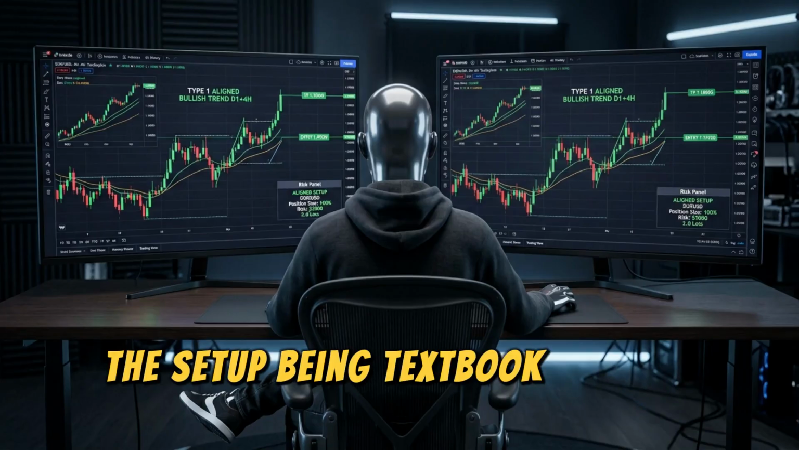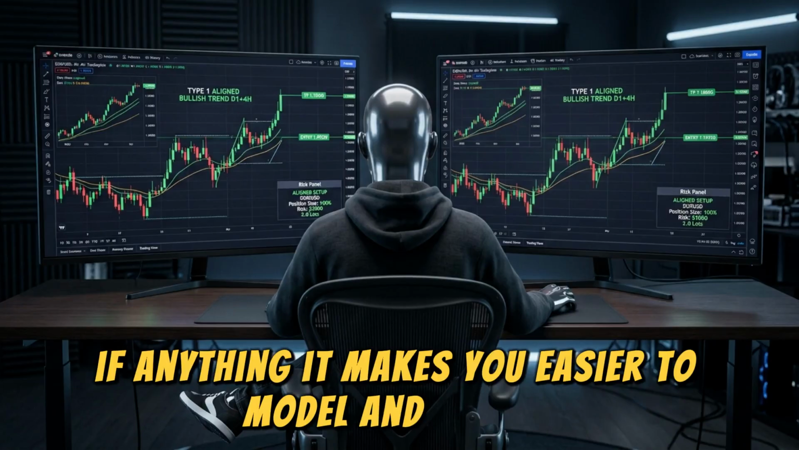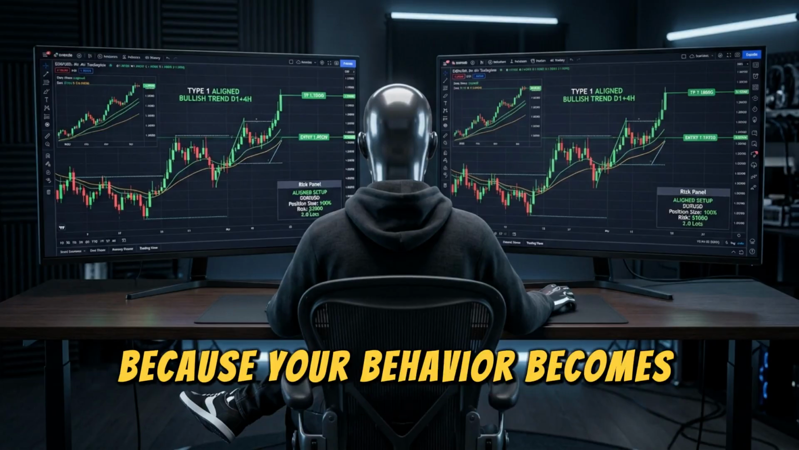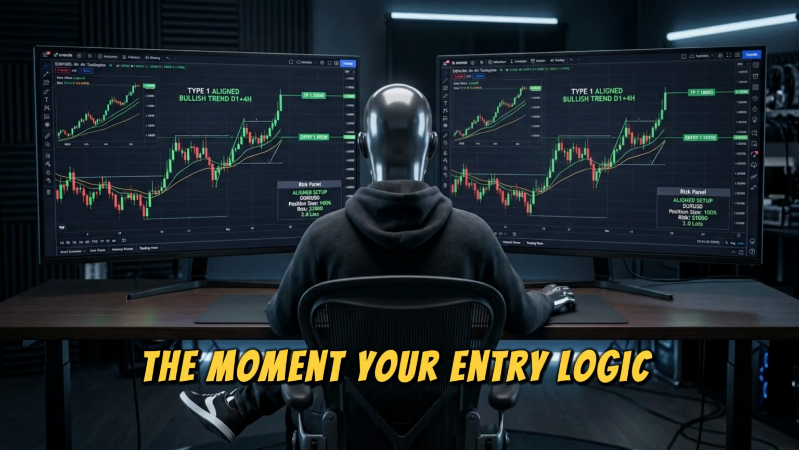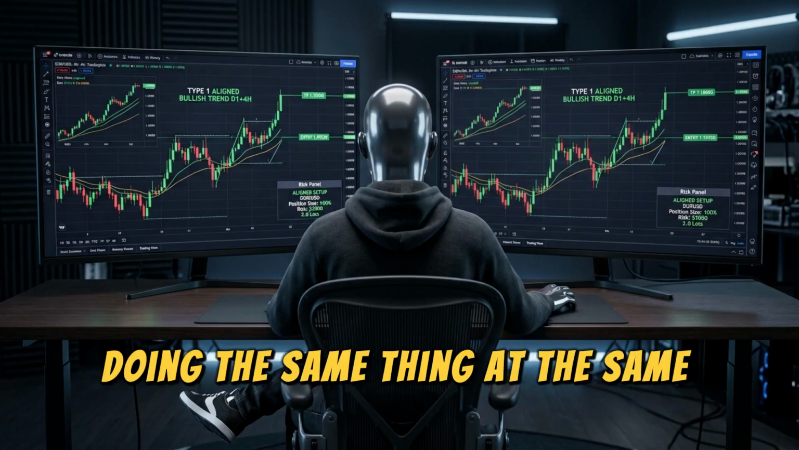The setup being textbook doesn't protect you. If anything, it makes you easier to model and exploit, because your behavior becomes forecastable the moment your entry logic matches thousands of other retail accounts doing the same thing at the same time.